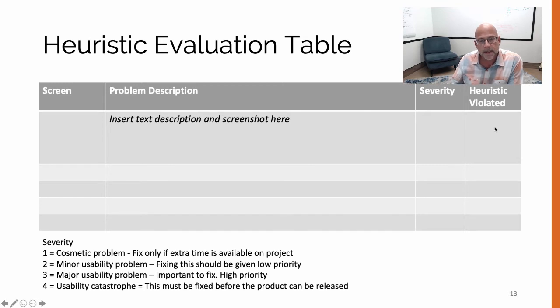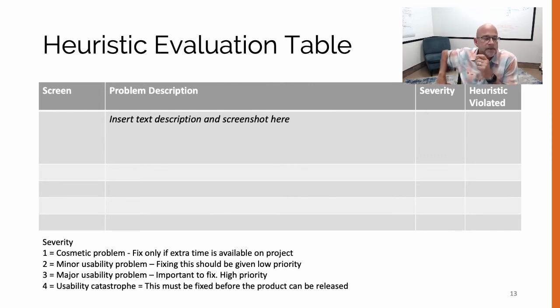So the way to do this is not to look first at the heuristics, like speak the user's language, and go through and find all the places where that heuristic is violated. Instead, it's to go screen by screen, and for each screen to identify the problems, the severity of the problem, and the heuristic violated. I'll show you an example of that here in a minute.